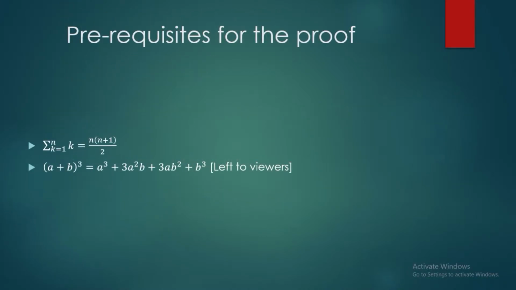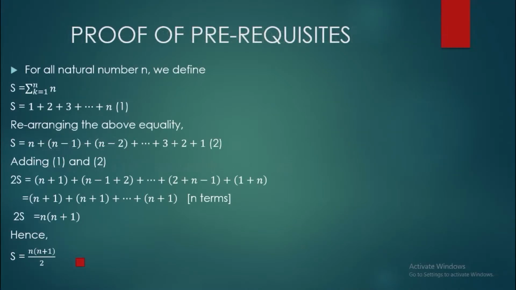The prerequisite for the proof is shown in my presentation. So you should know the sum of the first n natural numbers, which I'll be deriving in my next slide. Also, you should know the formula for (a plus b) quantity cubed, which is left to the viewers to prove. The proof of the sum of the first n natural numbers is as follows.